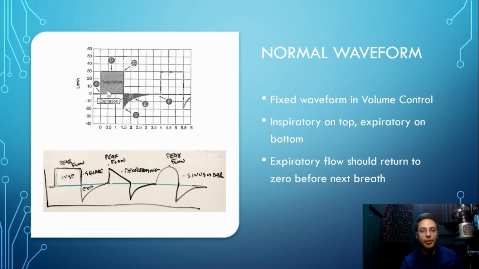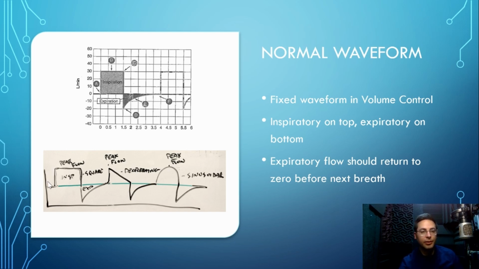So the flow waveform in volume control is always going to be fixed. The inspiratory portion is always going to be on the top, and the expiratory portion is always going to be on the bottom. What we should always expect to see is that on the expiratory portion, we should experience a complete return to baseline before the next breath is initiated.